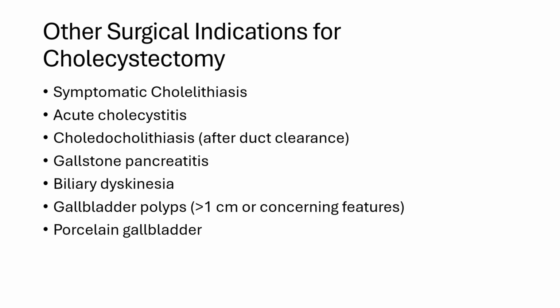These are some other surgical indications for cholecystectomy. Obviously, symptomatic cholelithiasis, acute cholecystitis, choledocholithiasis after the duct has been cleared, gallstone pancreatitis, biliary dyskinesia, gallbladder polyps. If they're greater than 1 centimeter, that's a concerning feature because it could lead to gallbladder cancer, as well as porcelain gallbladder is usually associated with gallbladder cancer, so we want to remove that as fast as we can.